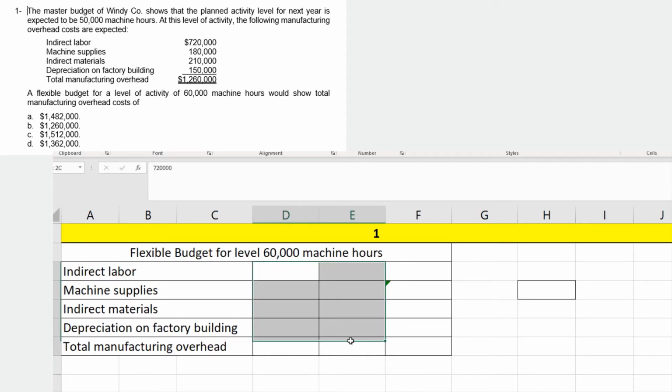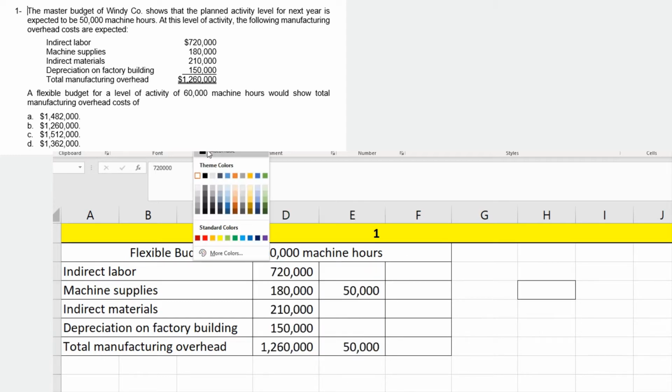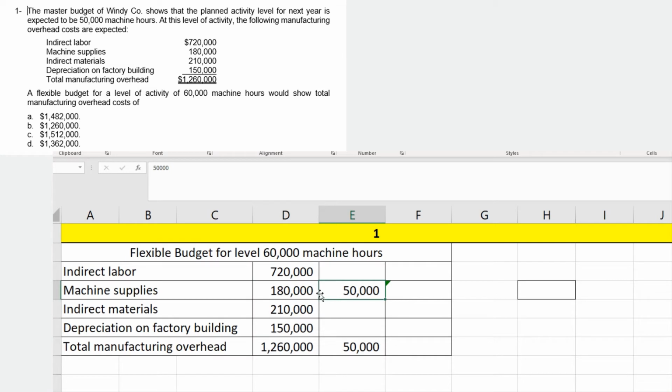So the first thing we'll do is identify the costs as indicated. So we've got a total manufacturing overhead of 1.26 million, and there's a unit of 50,000 planned production. We're told that the labor is indirect, so it would not matter how many hours. The materials are indirect at 210,000. Depreciation of factory building would not be impacted by production. You could, however, consider that machine supplies could be variable based on production.